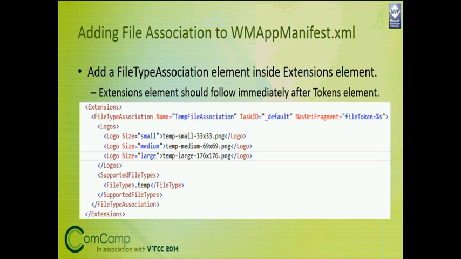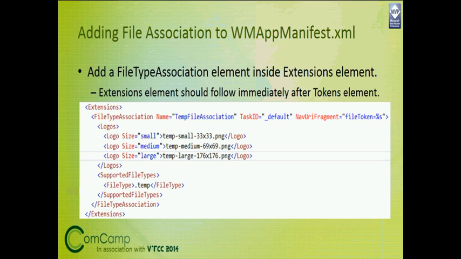So simply provide the file type association name here, a proper name, and you need to define the task ID. Task ID will be _default, and you cannot change this. The same thing applies to the nav URI fragment, which has the keyword file token and gets the string %s. And the %s is nothing but the unique identifier that you get for your file name. You can also define different logos for the file association type that you're going to define. And the file type that I have defined is .temp.